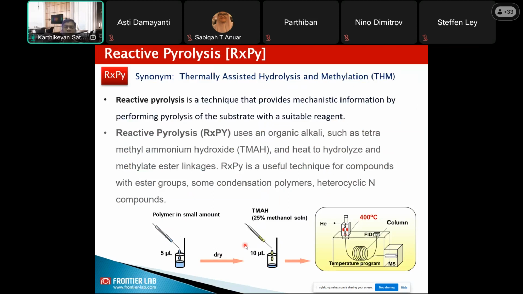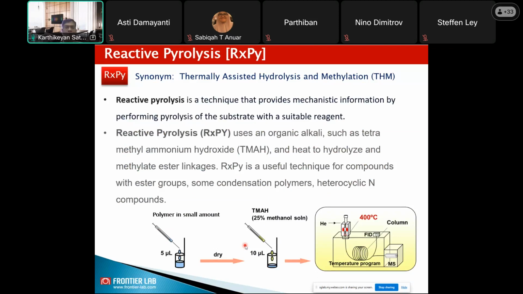Okay, so one may have a question: under what circumstance should one consider reactive pyrolysis? Reactive pyrolysis is a useful approach when you have a polymeric material with ester groups, or mainly with hydroxyl end compounds, and also for condensation polymers.